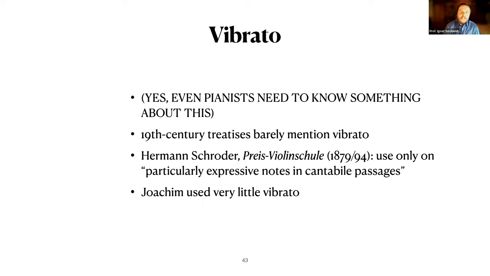19th century treatises barely mention it. Even as late as 1894, which is 3 years before Brahms' death, Schroeder says to only use it on particularly expressive notes. Don't just use it all the time. Joachim used very little vibrato. We're going to hear that now in this Bach sonata.